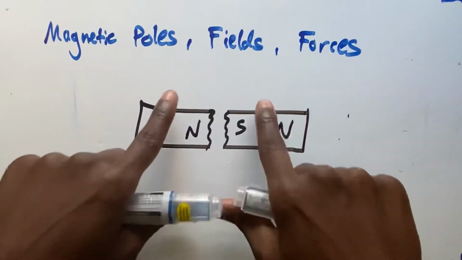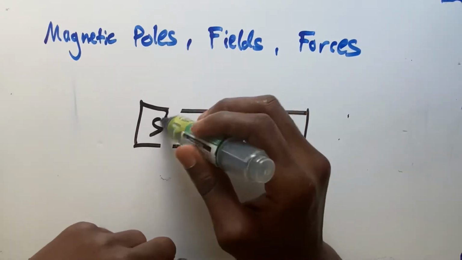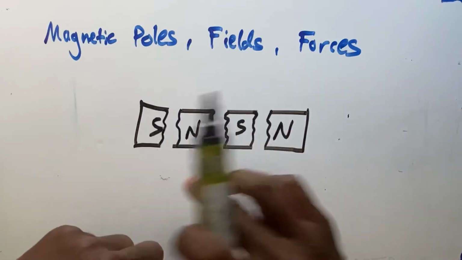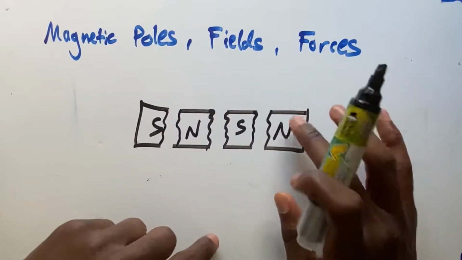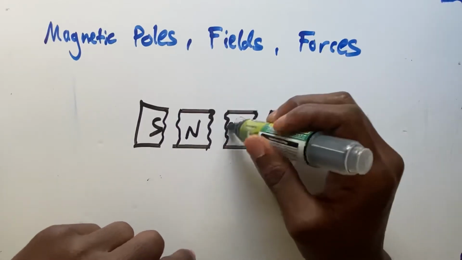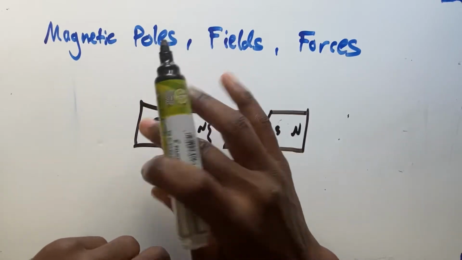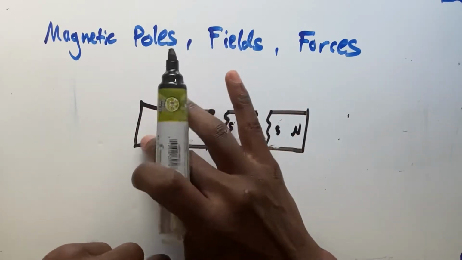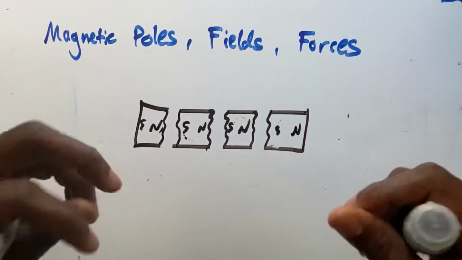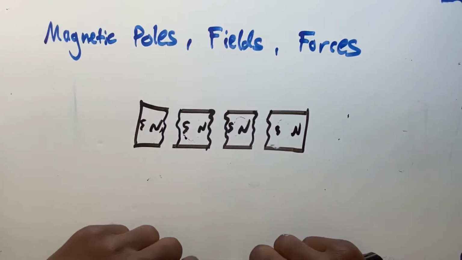So similarly, if I were to break it again, now it looks something like this. Well, now instead of having a north-south, north-south, I actually now just have four separate magnets, where now I have a North Pole, a South Pole, South Pole, a North Pole, North Pole, South Pole, and South and North. So basically, the more that you break a magnet apart, you just get more and more little magnets.